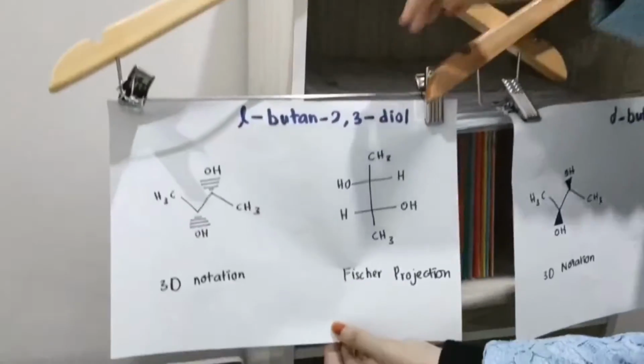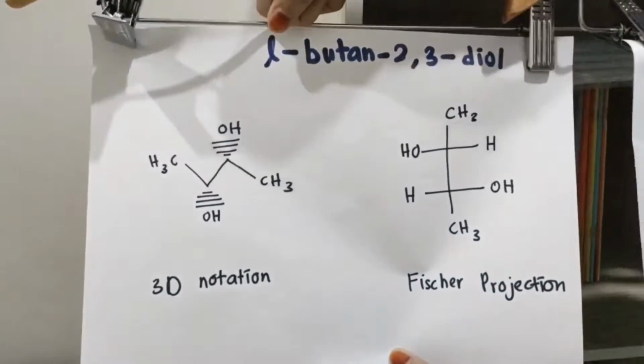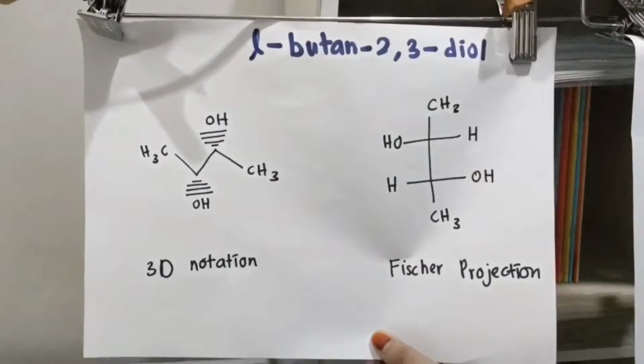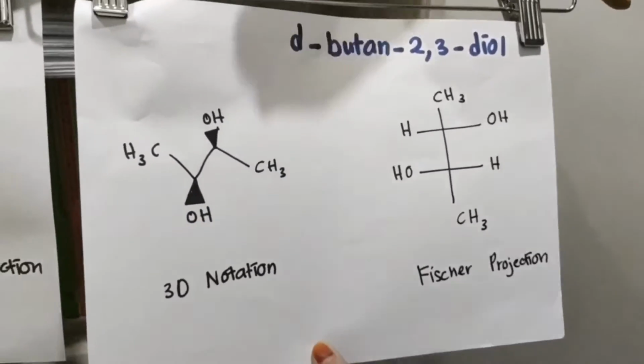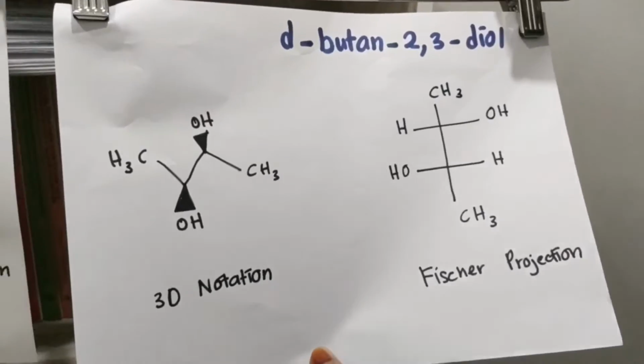Alright, next we continue with stereo isomer. Compound E has 2 stereo isomers, which are: the first one is L-butan-2,3-diol with its 3D notation and Fischer projection, and the next one is D-butan-2,3-diol, and here is the 3D notation and Fischer projection. Next we continue with compound F.